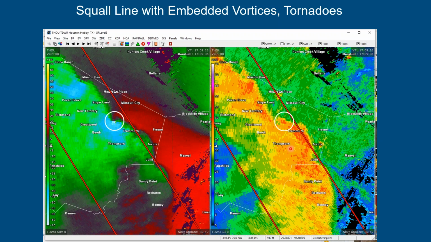So again, we're focusing in on this circulation here, northwest of Trammels. Even has a little bit of a hook if you use your imagination there.